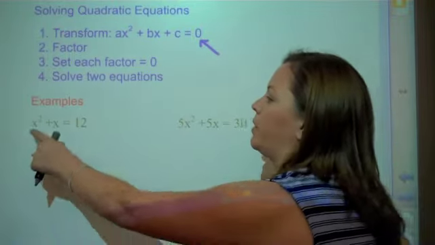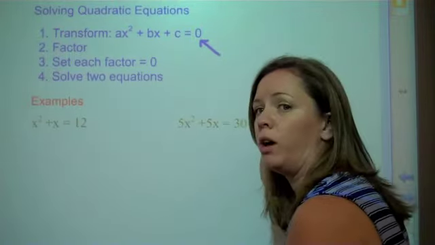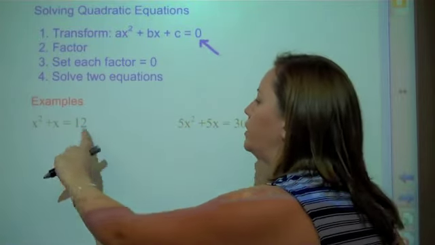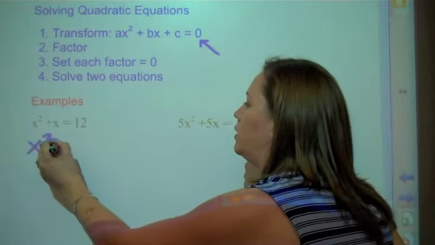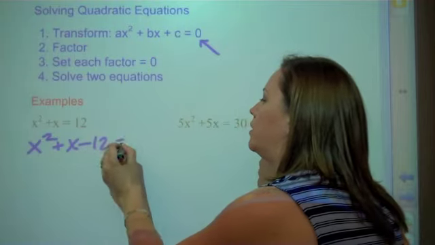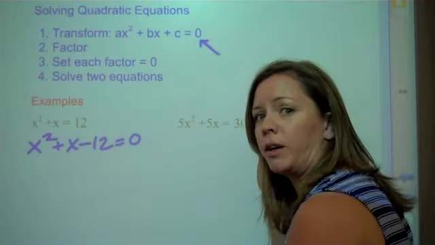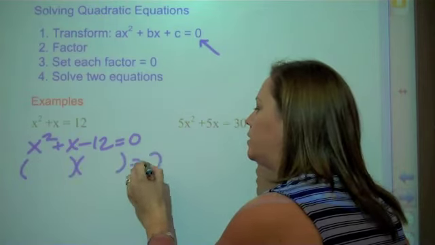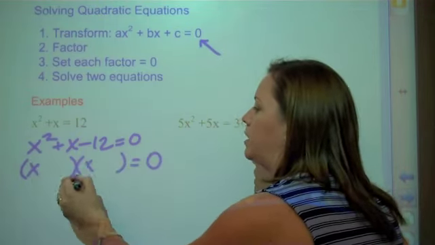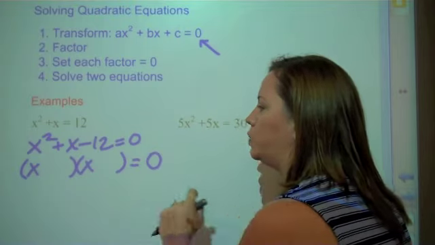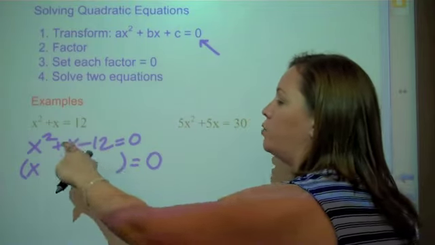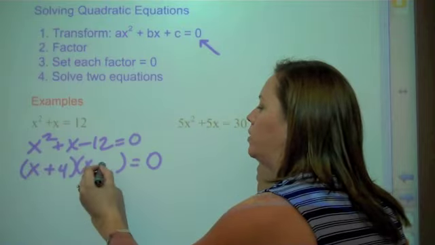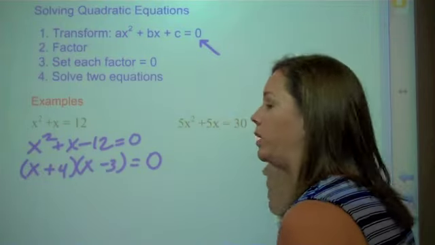So let's take a look. We have x squared plus x equals 12. First thing I want to do is make sure that this is equal to 0, so I'm going to subtract 12 from both sides of the equation. So I have x squared plus x minus 12 equals 0. Write my parentheses. I know this has to be an x and that has to be an x to multiply to x squared. I want factors of negative 12 that add up to positive 1. So we have positive 4 and negative 3.